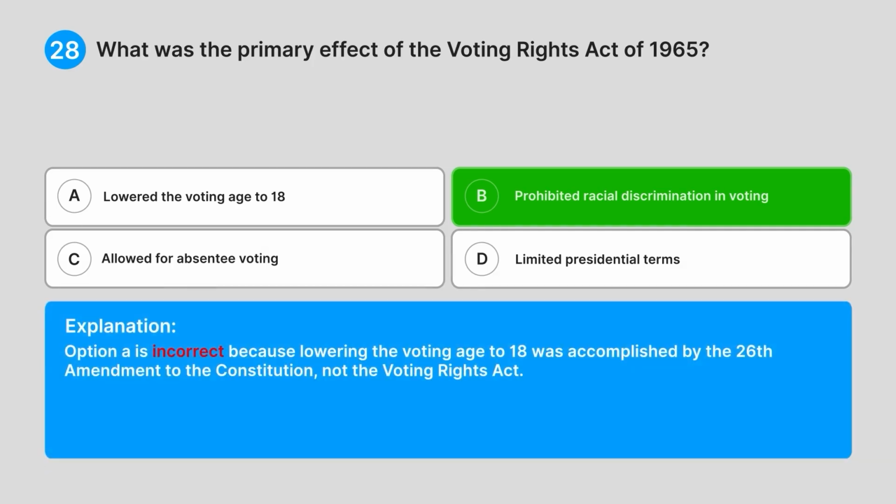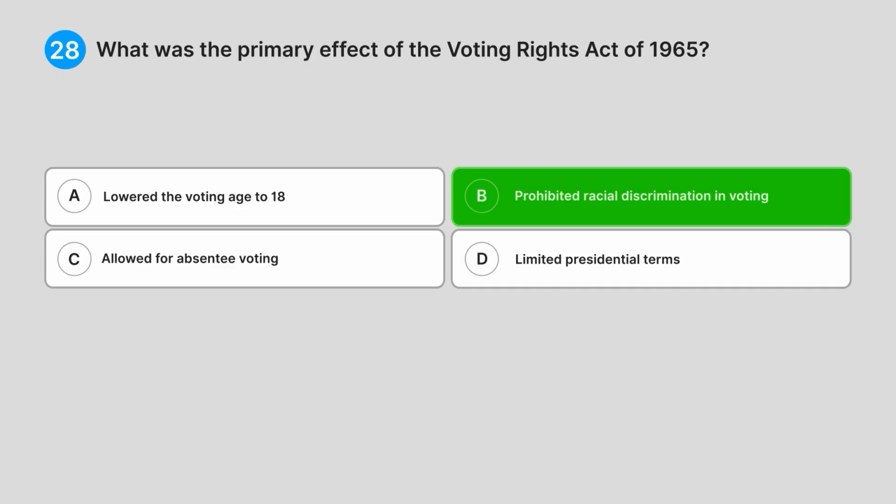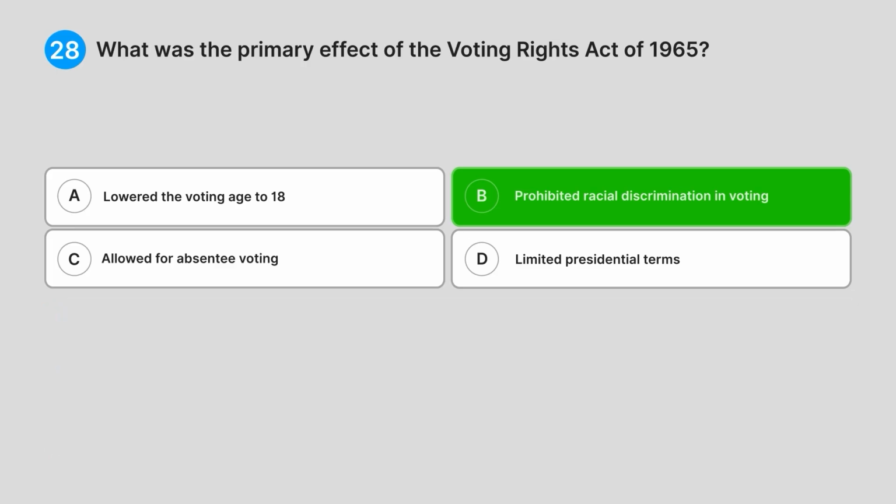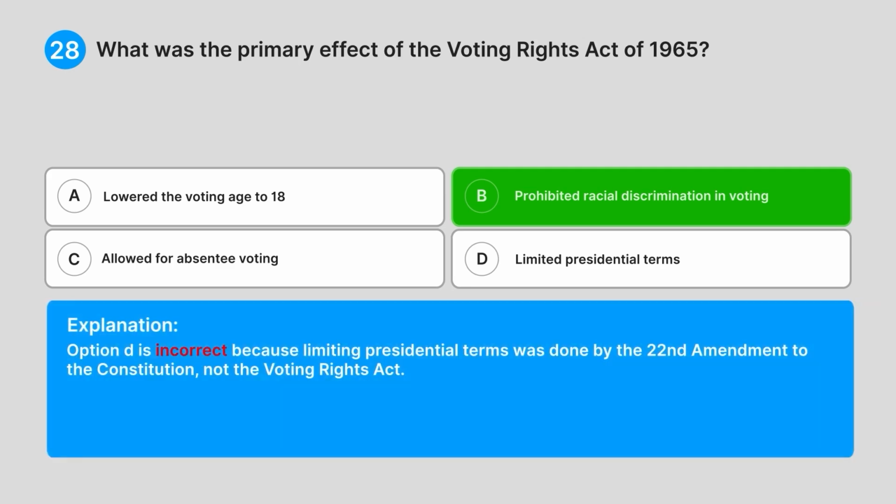Option A is incorrect because lowering the voting age to 18 was accomplished by the 26th Amendment to the Constitution, not the Voting Rights Act. Option C is incorrect because while the Voting Rights Act addressed voting access, provisions for absentee voting are generally handled by state laws, though federal laws can influence them. Option D is incorrect because limiting presidential terms was done by the 22nd Amendment to the Constitution, not the Voting Rights Act.